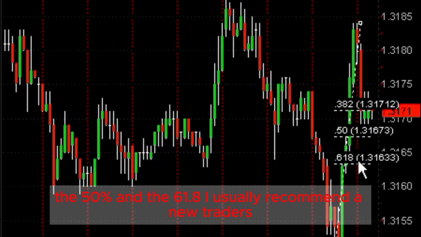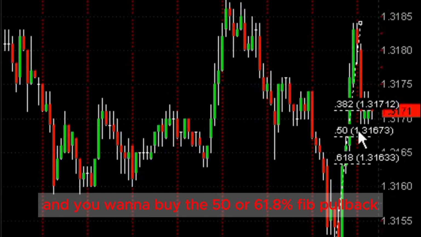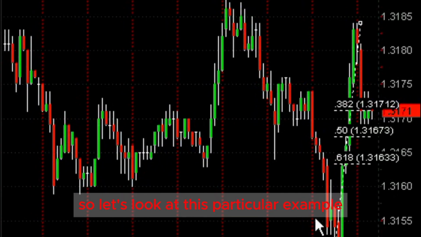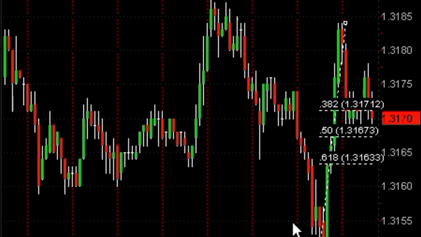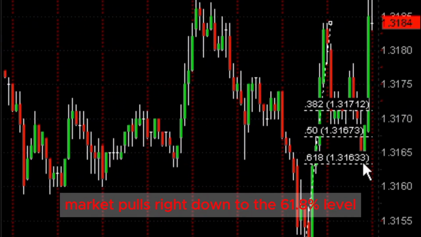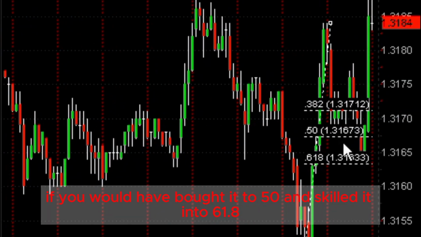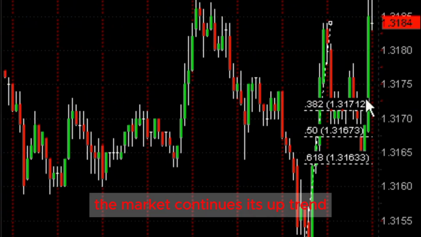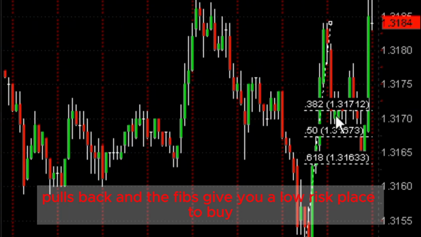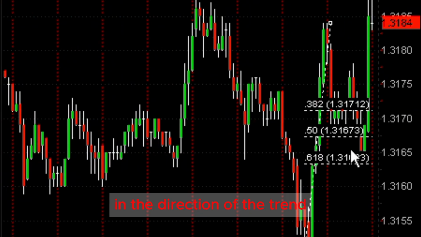I usually recommend to new traders the directional move has to be 25 to 30 pips or more, and you want to buy the 50 or 61.8% fib pullback. So let's look at this particular example. The market pulls right down to the 61.8% level. If you would have bought it to 50 and scaled it into 61.8, the market continues its uptrend. See, the market makes a move up, pulls back, and the fibs give you a low-risk place to buy in the direction of the trend in anticipation of the trend to continue.